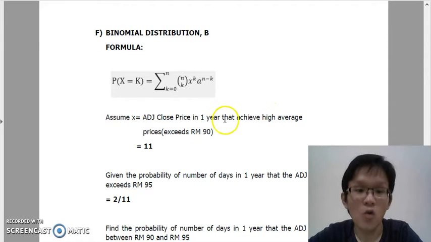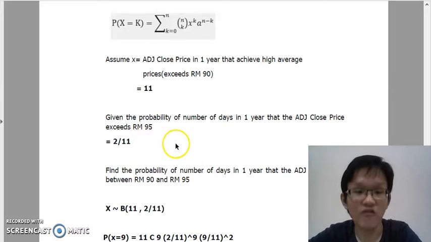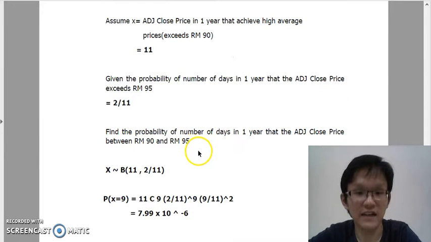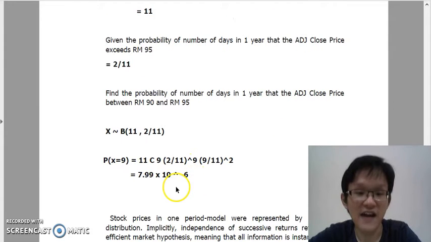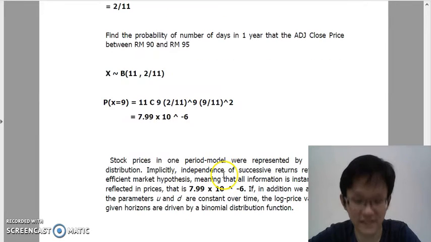And first of all, we assume x equals the adjacent close price in 1 year that achieves high average prices, which exceed 90 ringgit, and the final value we get equals 11. And we are given the probability of the number of days in 1 year that the adjacent close price exceeds 95 ringgit, and also the final value we get equals 2 over 11. Finally, the final equation of binomial distribution we obtain, and the final answer we get equals 7.99 times 10 to the power of negative 6.